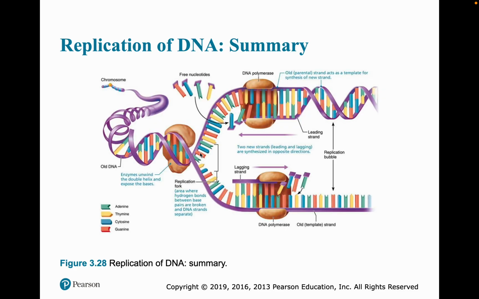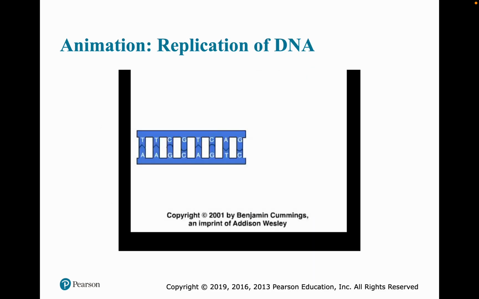So here is the replication fork, and this area back here would be the replication bubble. DNA polymerase is adding strands. It can go right along with the leading strand. The lagging strand has to go a little bit, reattach and work its way back, and then DNA ligase will tie them together.